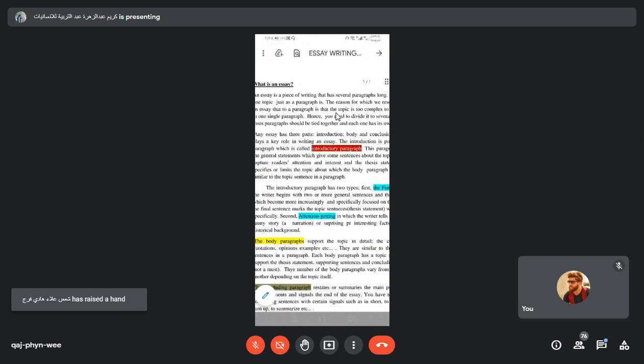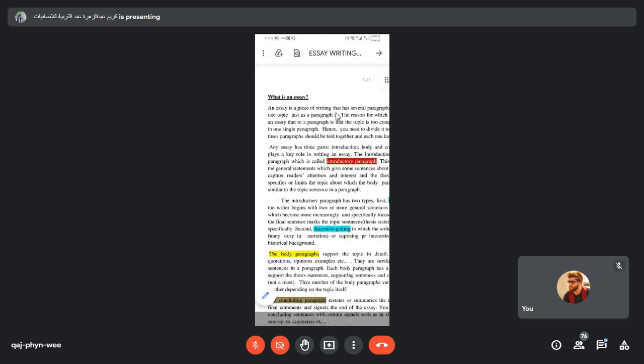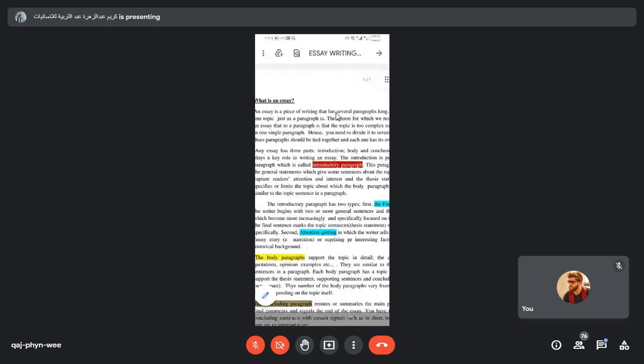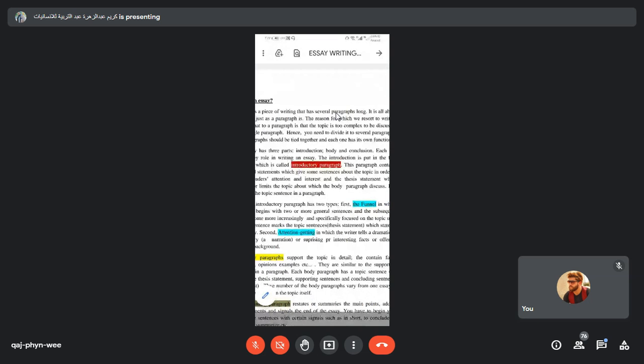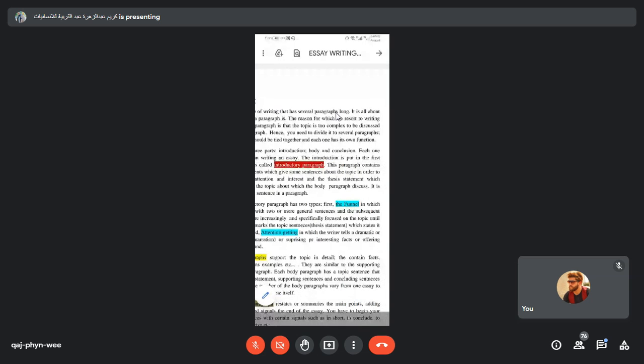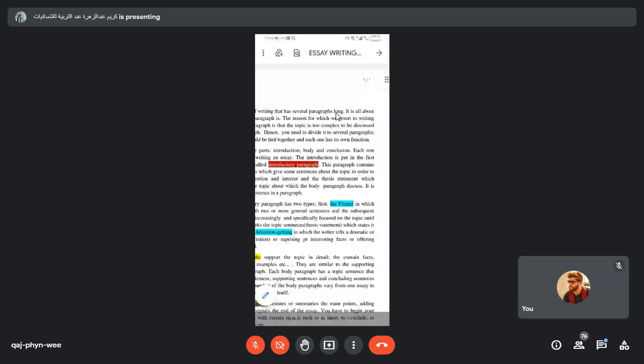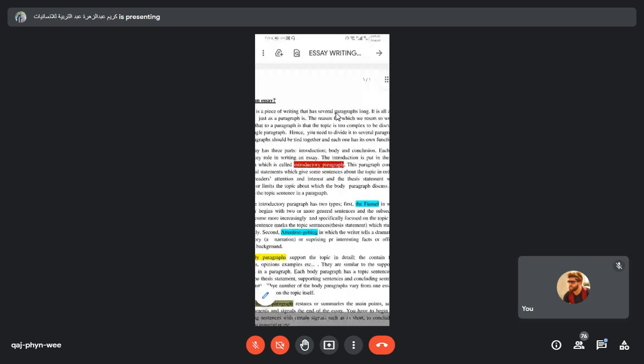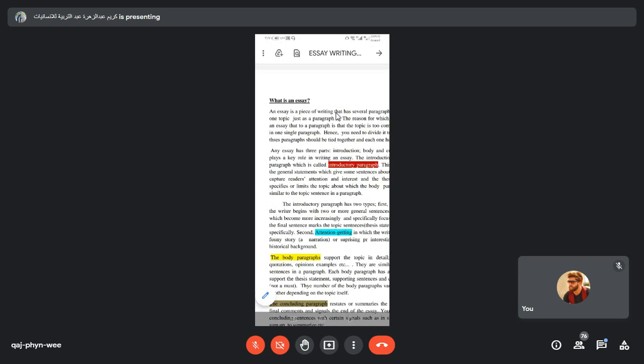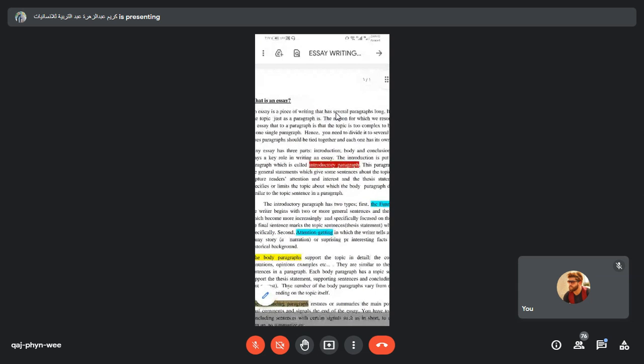Okay, an essay is a piece of writing that is several paragraphs long. So an essay consists of several paragraphs. At least, logically, 5 paragraphs. It is all about the topic, just as a paragraph is. So we have one topic, and we are going to write about this topic in more than one paragraph, as I said, five or more.